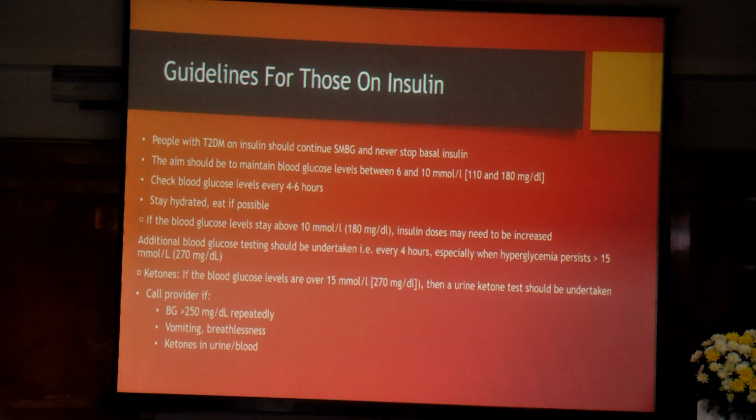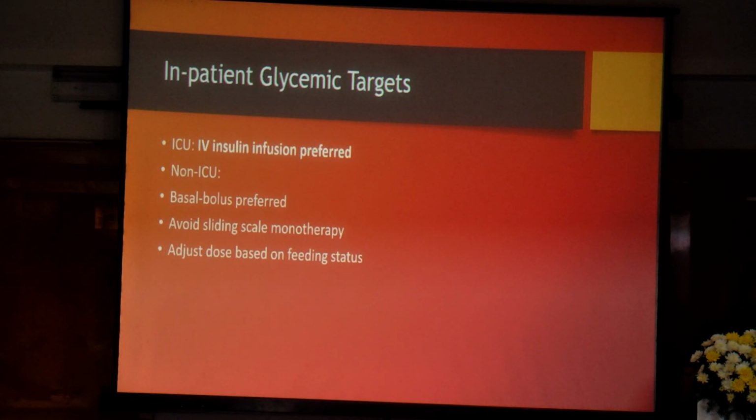Additional testing may be undertaken every 4 hours or even more if there is hyperglycemia, especially above 250 or 270 milligrams per dL, and ketones should be checked if there is persistent hyperglycemia. And you know all the signs when to call the doctor. I already went through that earlier.